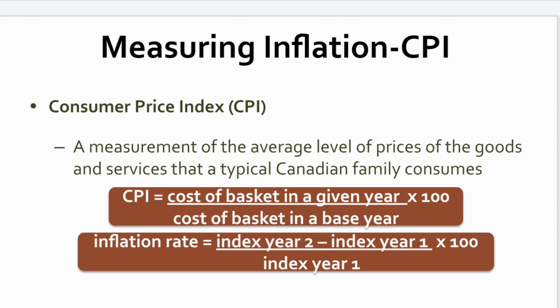The inflation rate then is year 2 minus year 1, divided by year 1. Effectively, how much did it rise in a percentage format?